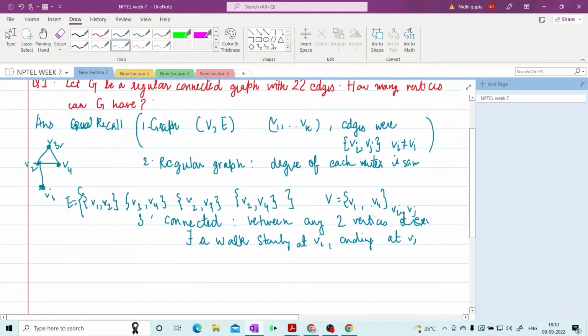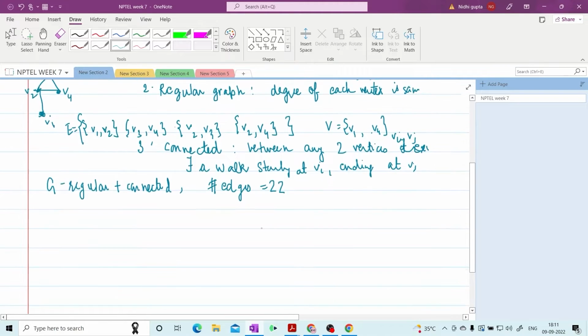Now the question says that we are given a regular connected graph. G is regular plus connected. Moreover, the number of edges is 22. We want to find the number of vertices.